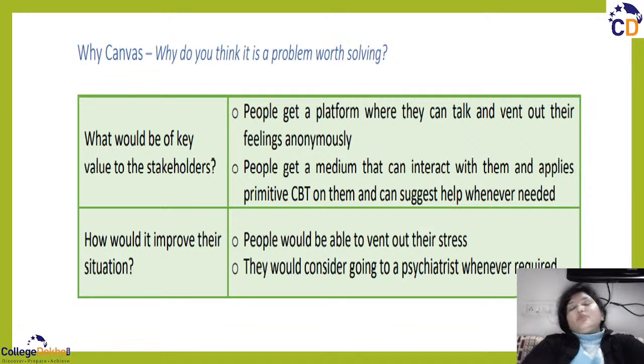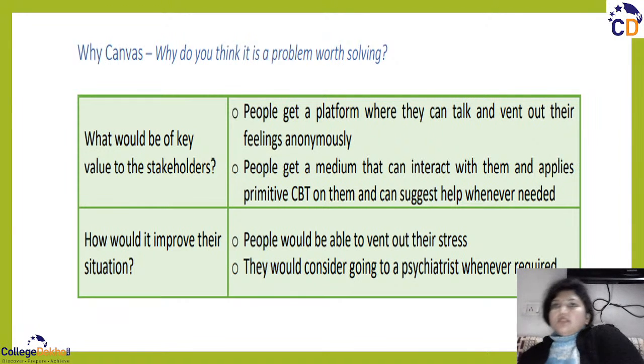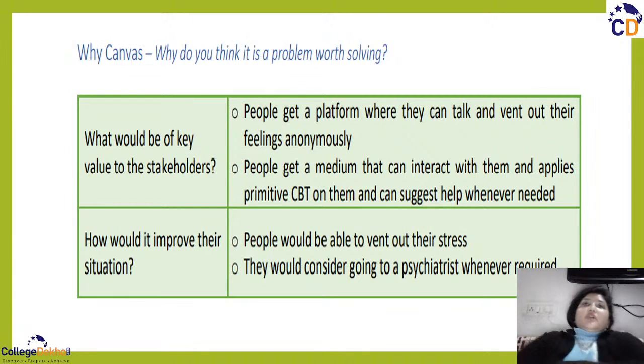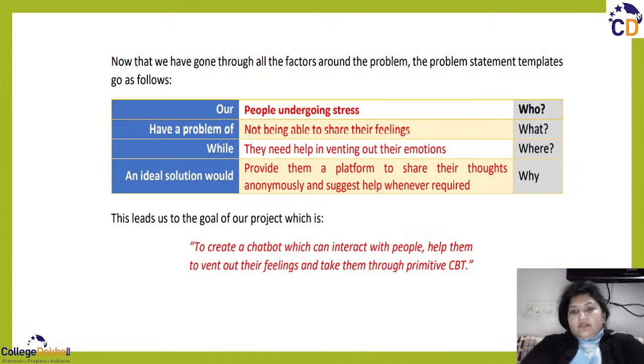So this is the 4W's canvas, which is talking about the problems. Here the problem is that the patient is undergoing stress and is not able to come out of the depression phase, and the machine is going to help them vent out their feelings so that they can be saved from depression.